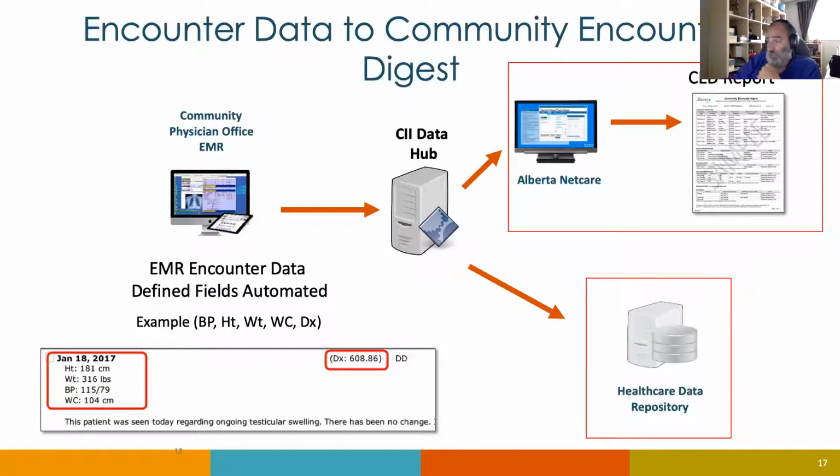You'll notice that in this slide, the Healthcare Data Repository is also there. Information flows from here to the Healthcare Data Repository as well. If you've abbreviated the presentation and this is the first slide that has the Healthcare Data Repository in it, you may want to bring in that slide that I showed you before in case there are questions about the data repository. But we'll focus now on the Community Encounter Digest report, what it looks like, and where the information comes from in the EMR.